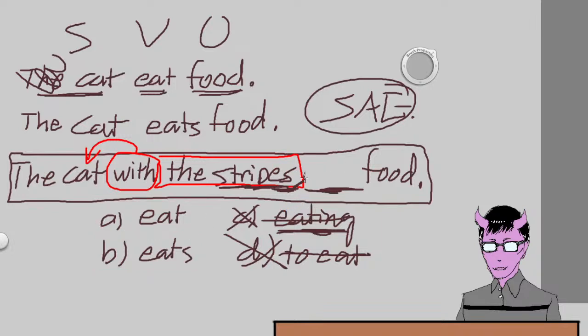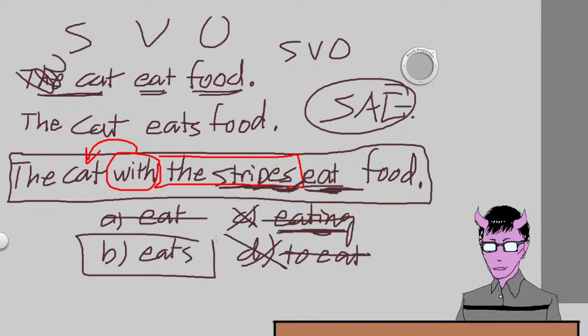And again, some people who fall for the musical trap would not put eats, because stripes sounds plural, and because people are used to subject-verb-object type constructions, it feels that this is the subject musicality-wise. People might realize that the subject is actually cat, but they might misconstrue the musicality with the rule change. So they might think there's no S, but that is unfortunately not the answer. This is the answer. So the cat eats the food, not the stripes.